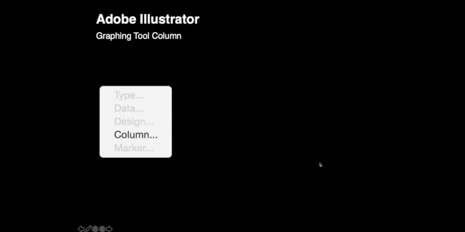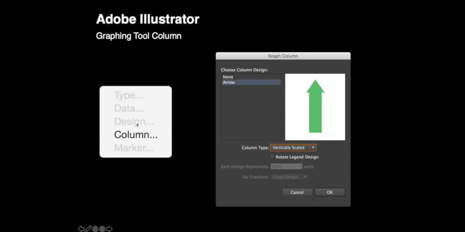So the column option basically allows you to apply your designs to those columns. All of your designs that you created in the design area will be visible in the column option. And then you select that option, and that'll replace the column or the bar in the graphic. You can also change the type of column it is. So if you want to do vertical scale, there's also uniformly scaled, repeating, and sliding.